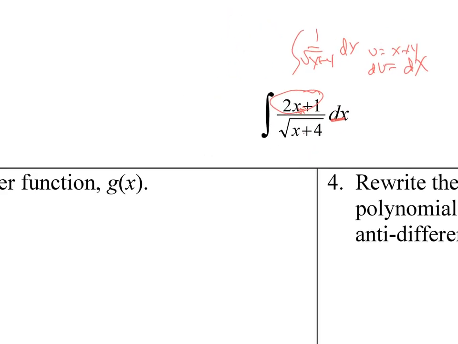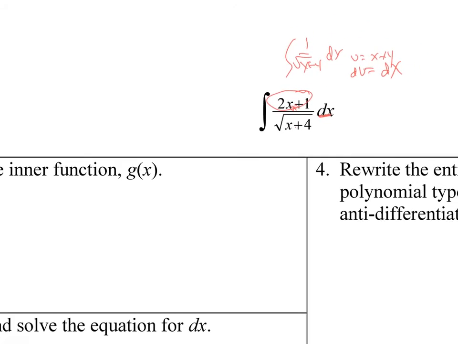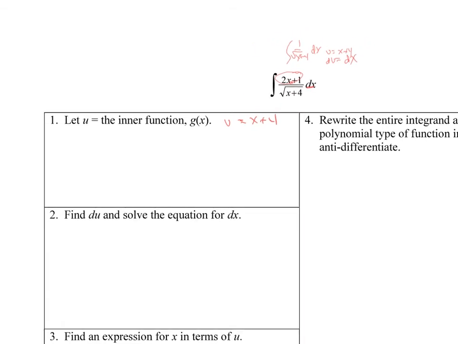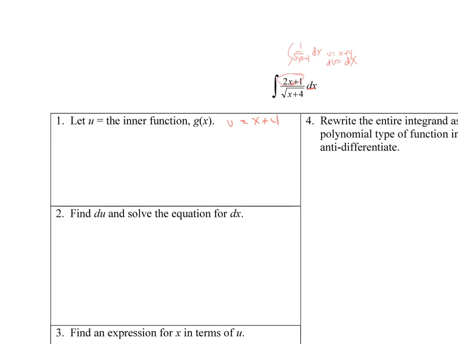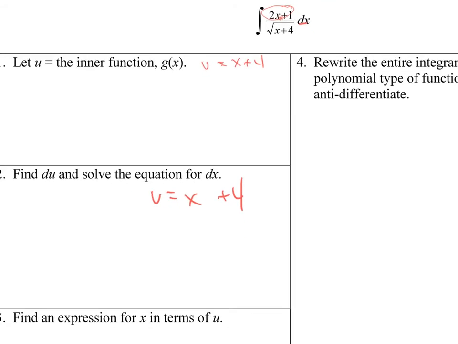So here it goes. This is a job for the complete u substitution. What's my inner function? I said it was x plus 4. So u equals x plus 4. Then he wants me to figure out and solve an equation for dx. Well, if u equals x plus 4, then du must be equal to dx. Well, that's not very exciting.